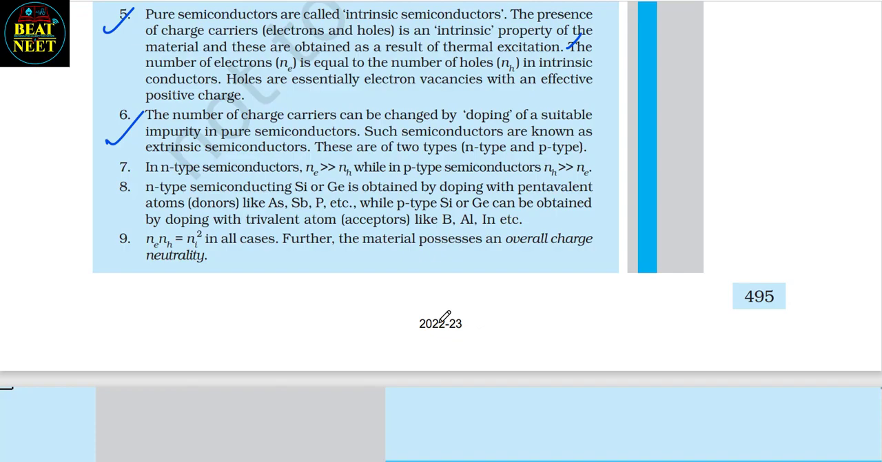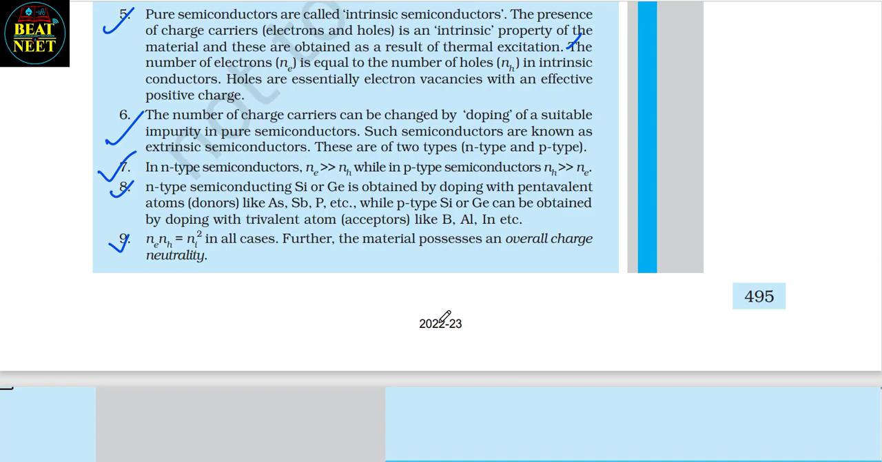Such semiconductors are known as extrinsic semiconductors. These are of two types, N-type and P-type. Number 7, in N-type semiconductors, Ne is greater than Nh, while in P-type semiconductors, it is vice versa. Number 8, N-type semiconducting Si or Ge is obtained by doping with pentavalent atoms, that is donors like As, Sb, P, etc., while P-type Si or Ge can be obtained by doping with trivalent atoms, that is acceptors like B, Al, In, etc. Number 9, NeNh equals Ni square in all cases.